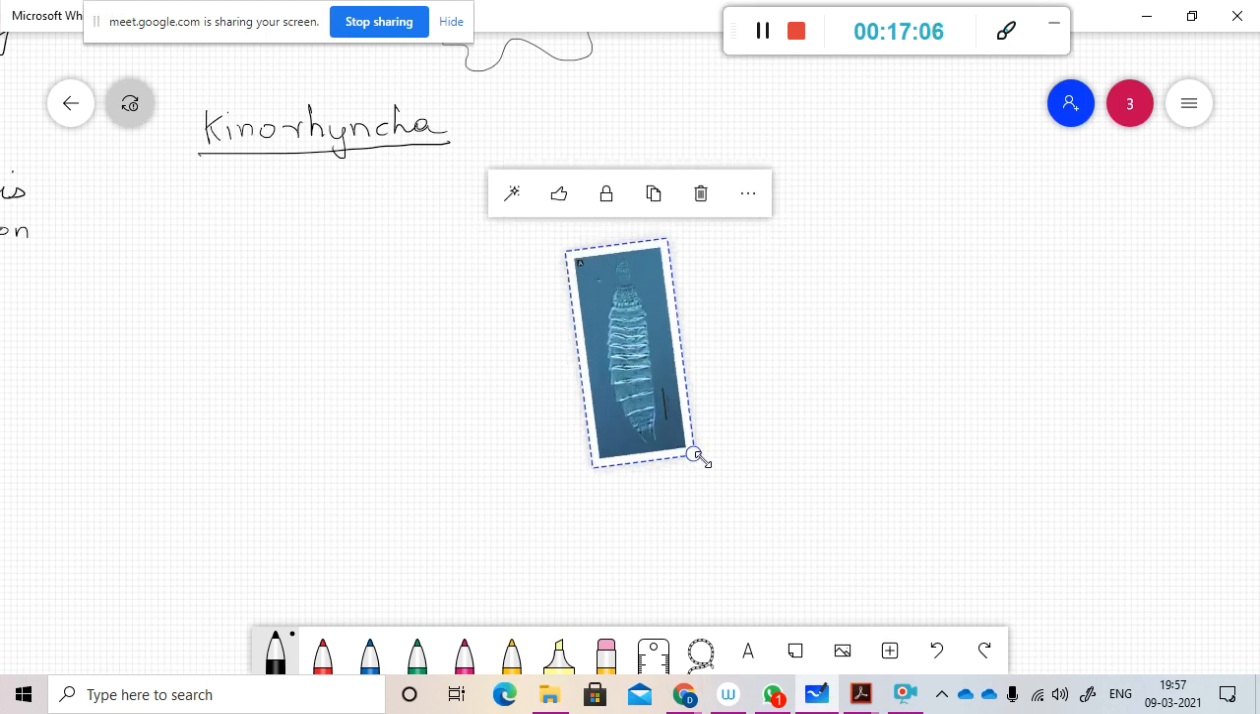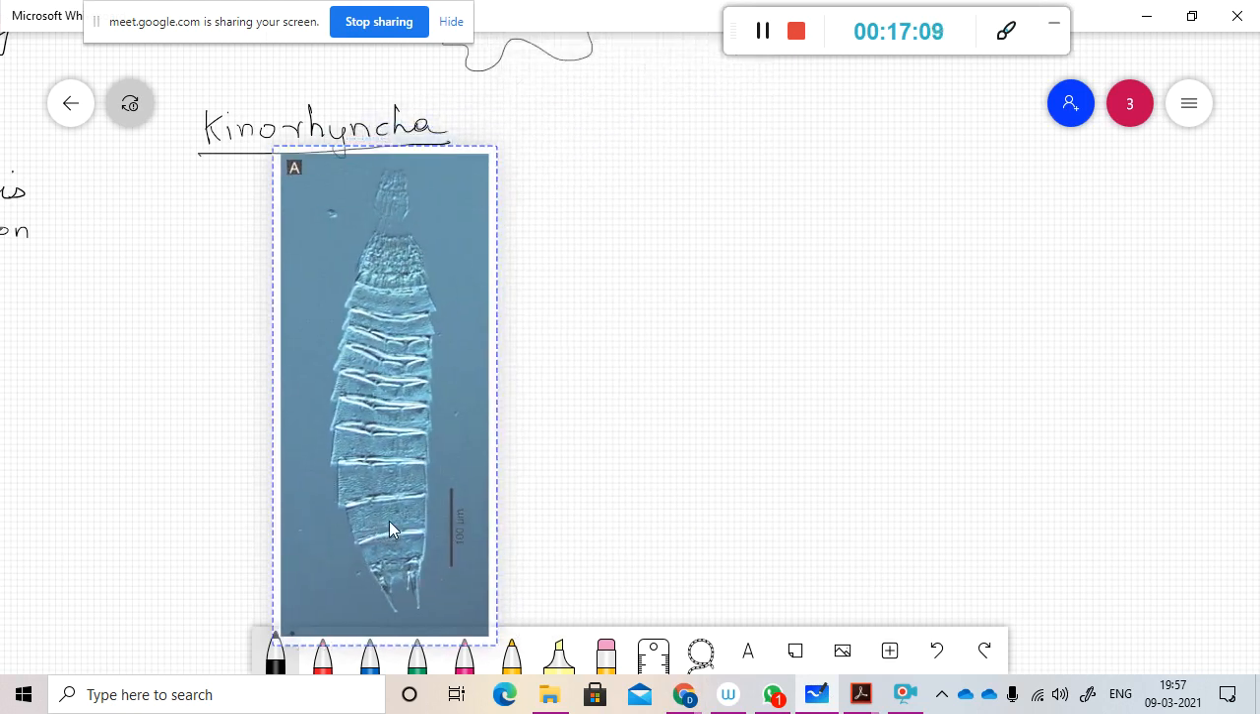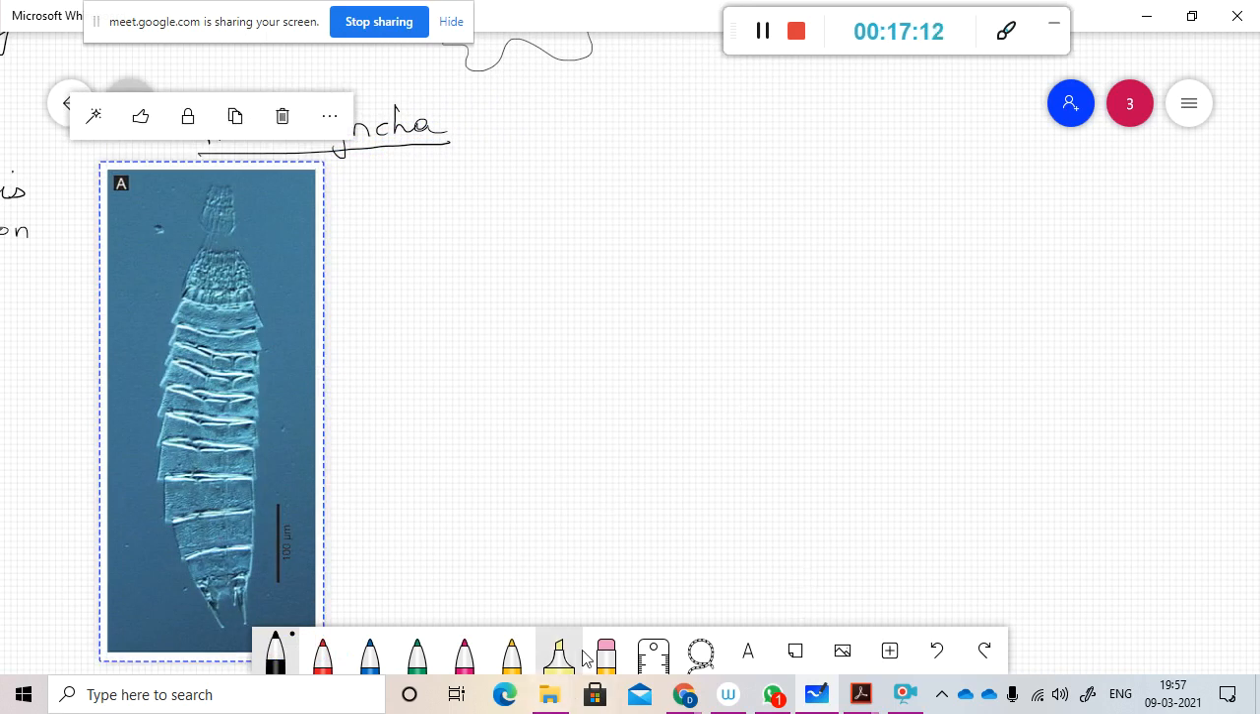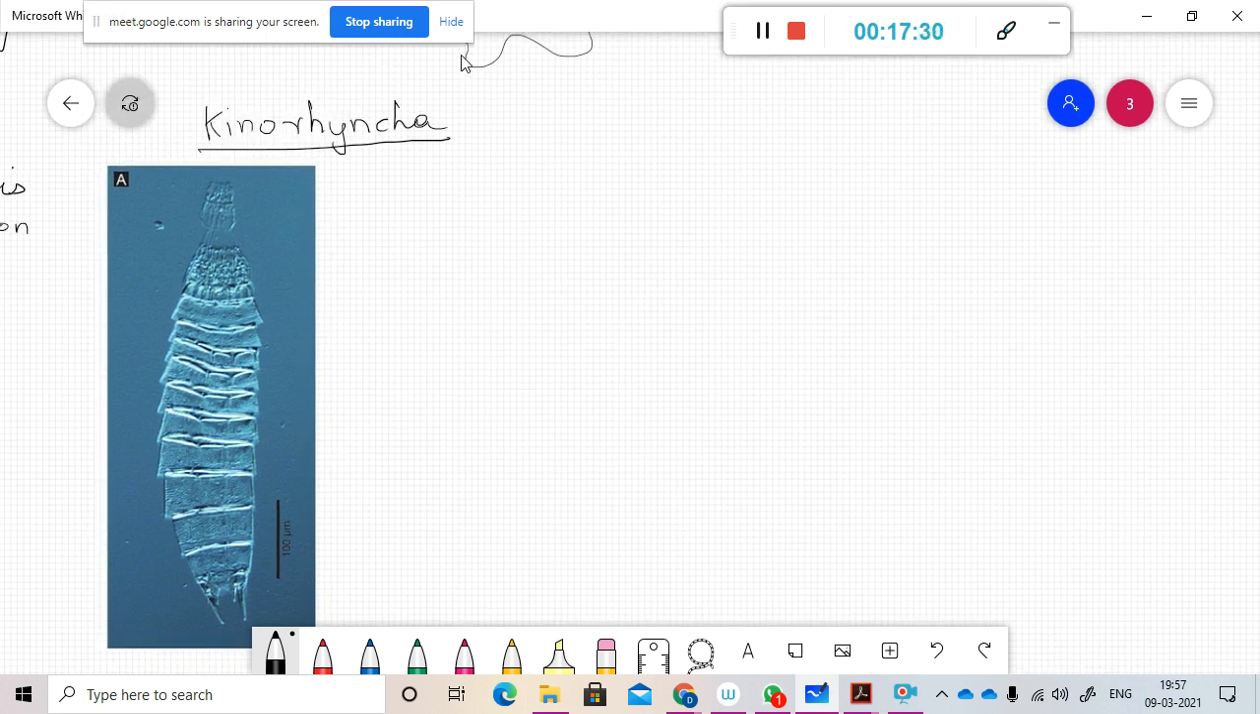So this is a picture of a Kinorhynchon. Now what are their characteristic features? We will now study. There are some marine invertebrates. It is a phylum. They are basically a phylum of small marine invertebrates.